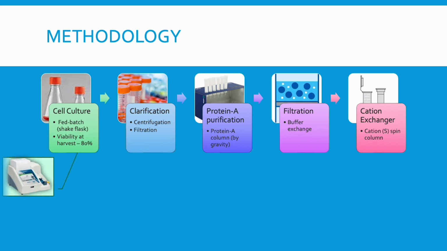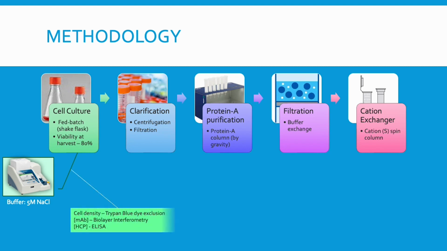I use 5 molar sodium chloride to increase the osmolality of the cell culture, and I monitor the osmolality level every other day using Osmotech XT. I measure the cell density and the antibody titer daily, and the host cell protein concentration was measured only on certain days.